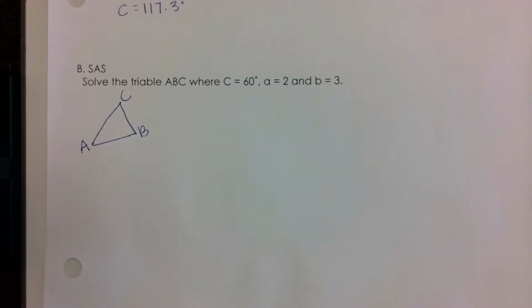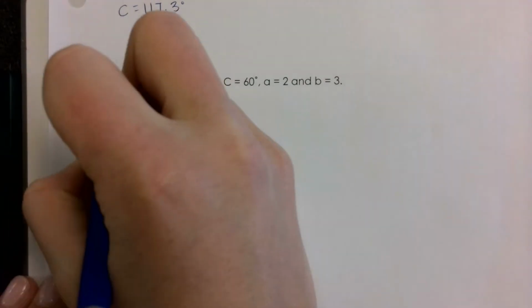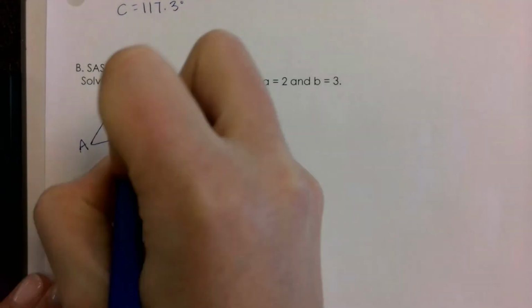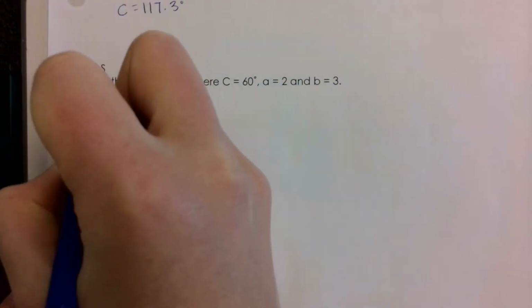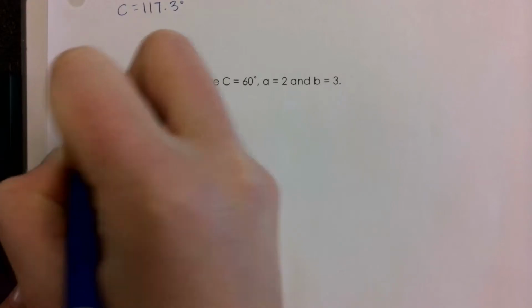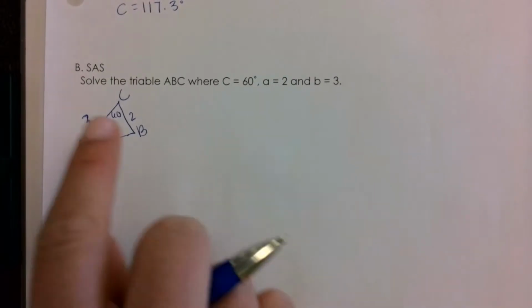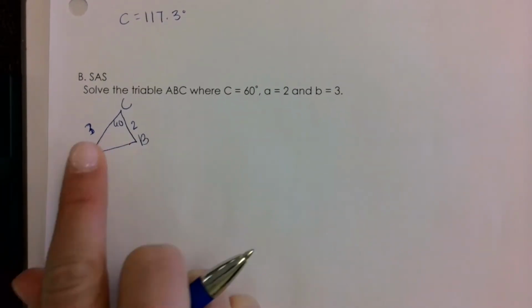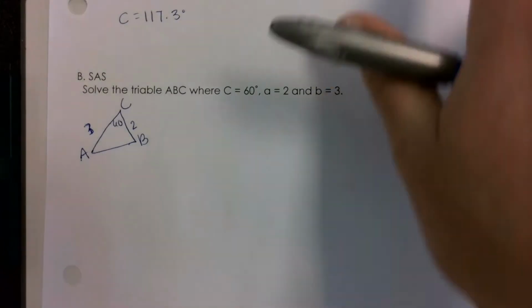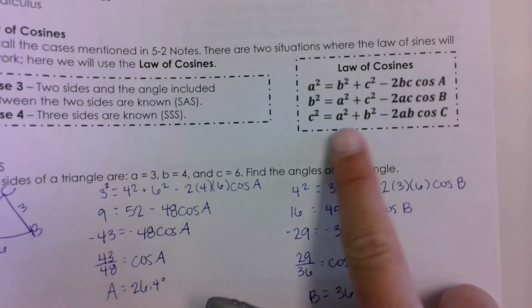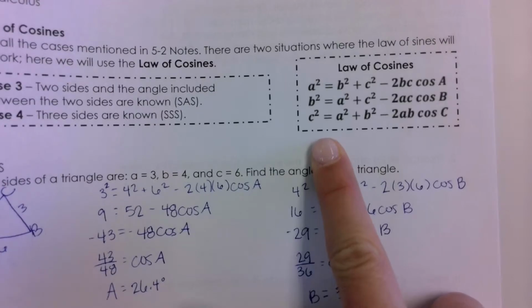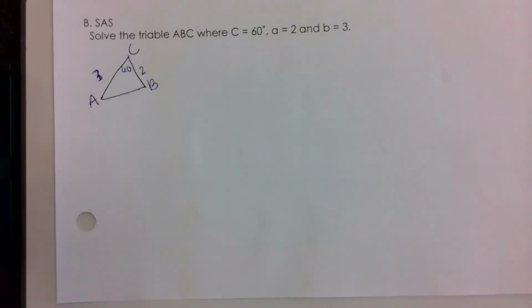So this time they're telling us that angle C is 60, side A is 2, and side B is 3. So when we saw this, it's going to be a little bit different. Since we have sides A and B and angle C, we could use this formula to find side C. Does that make sense?